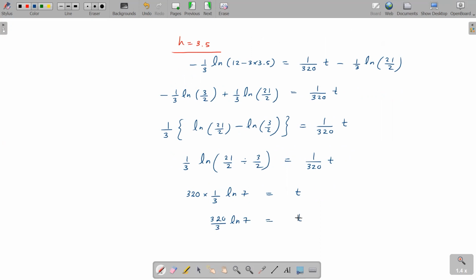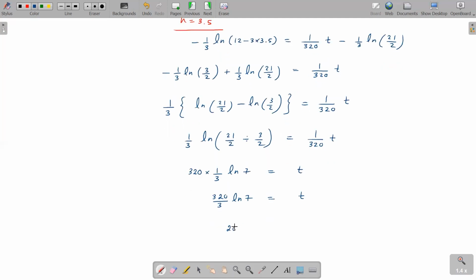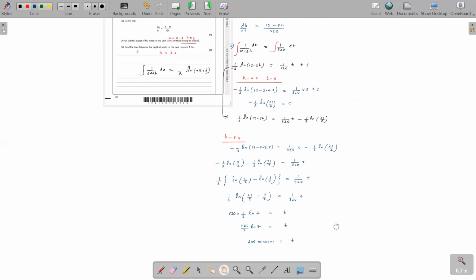Now type it in the calculator. How much is it? 207.5637, which to 3 significant figures is 208 what? Minutes. So this is the amount of time it takes for the height to reach 3.5 meters. Okay, do you understand?